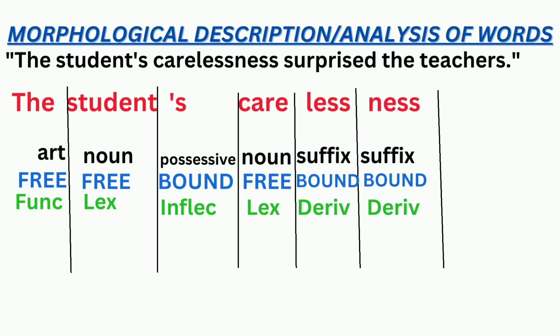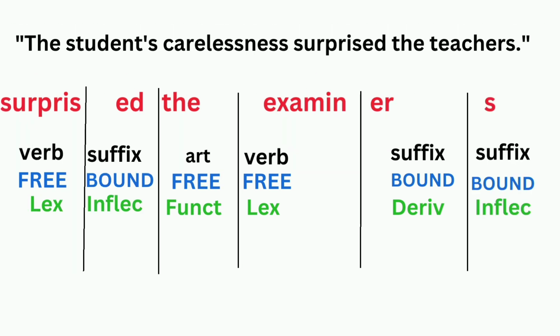The is the article, and it is a type of free morpheme. And which type of free morpheme? It is functional. Student is a noun, a free morpheme, and a lexical morpheme. Apostrophe s shows possession, it is bound, and it is inflectional. Care is a noun, free, lexical; less is a suffix, and ness is also a suffix. Surprise is a verb, free, lexical, and ed is a suffix, it is bound, and it is showing the past tense, that is inflectional. The is an article, free, and functional.